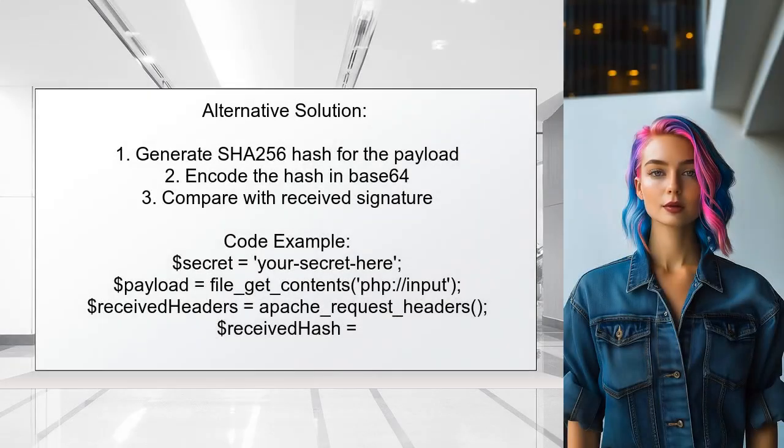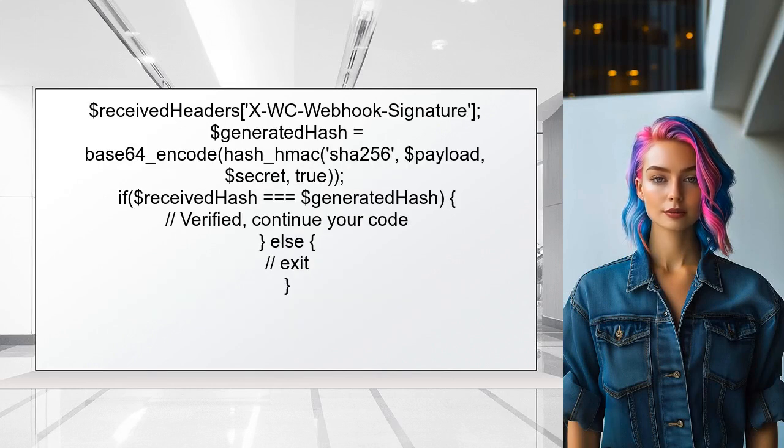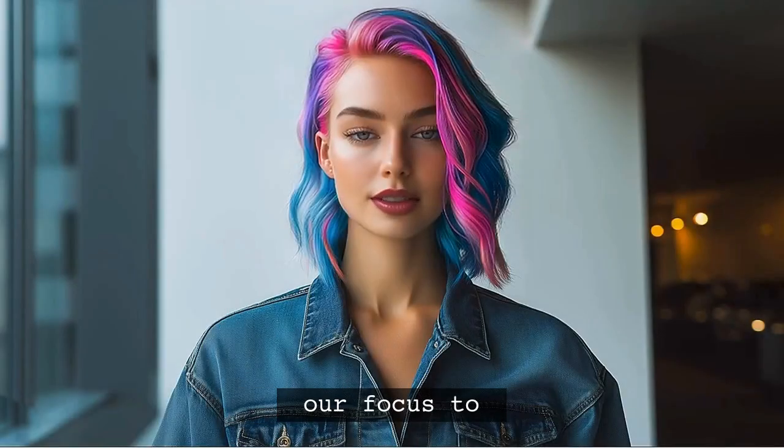An alternative solution provided by a user suggests generating a SHA-256 hash for the payload content and encoding it in base64. You then compare this generated hash with the received webhook signature to verify authenticity. Now let's shift our focus to a different response.